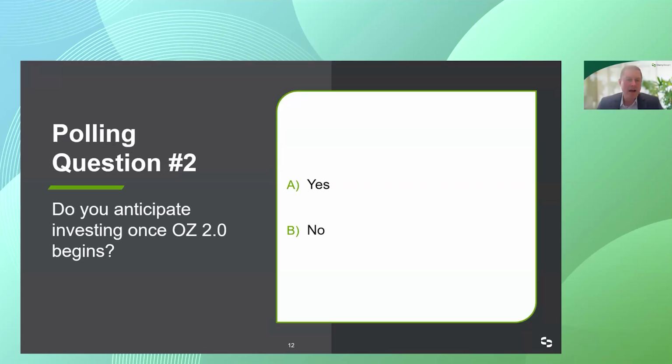Hey, Chris. Yes. I think it's important to point out, because I have seen this come up in practice ever since this was introduced for 1.0 and then in 2.0 again. The first step with this is you have to have a capital gain.